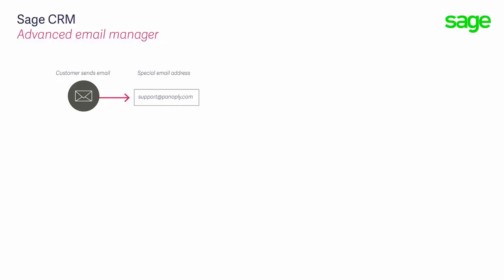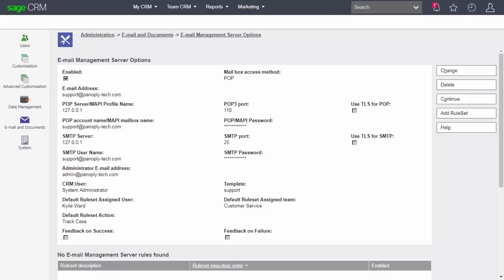A customer sends an email to an account that is monitored by the mail manager, and this can either be a POP3 or MAPI account. The mail manager service picks up the message and processes it according to the rules held in a JavaScript file. This file is known as the template. The template is associated with the email account by settings defined in CRM.